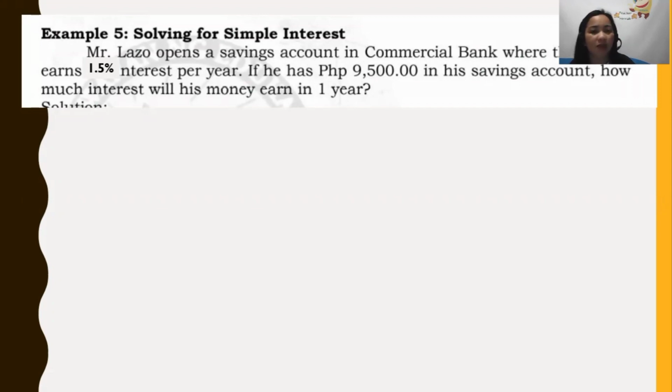Mr. Lasso opens a savings account in a commercial bank where the money earns 1.5% interest per year. If he has 9,500 pesos in his savings account, how much will his money earn in 1 year? So, to solve this, identify muna natin yung mga given. So, ito yung nilagay niya sa bangko. Therefore, it is the principal amount. At ang interest per year ay 1.5 per year. Sabi niya, magkano daw yung magiging interest ng money niya sa loob ng 1 taon.